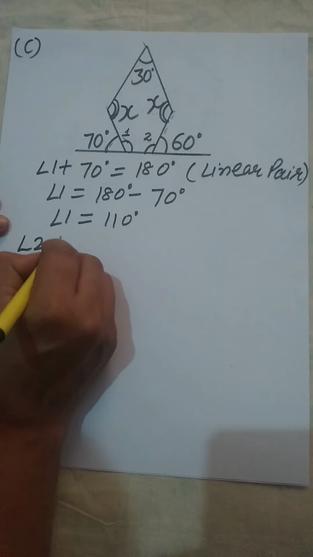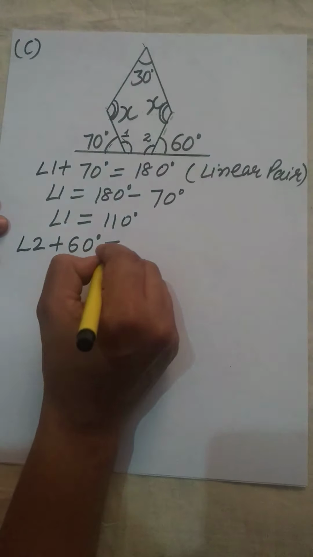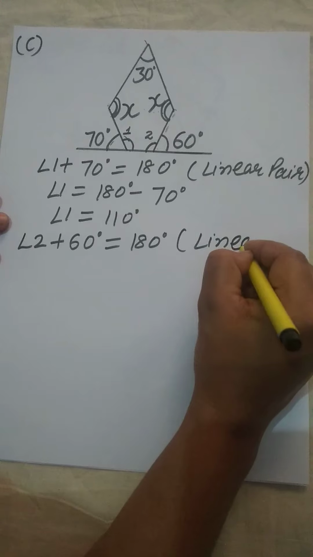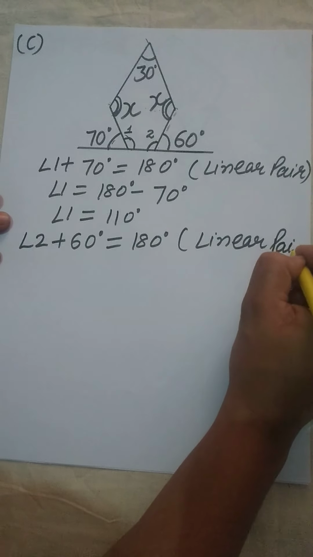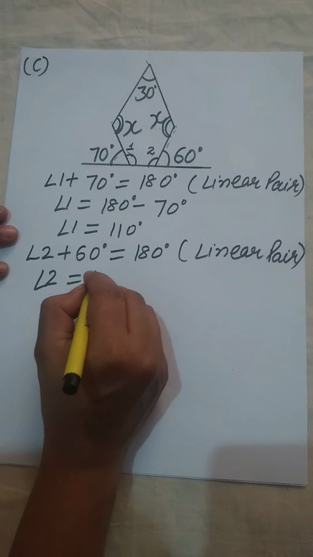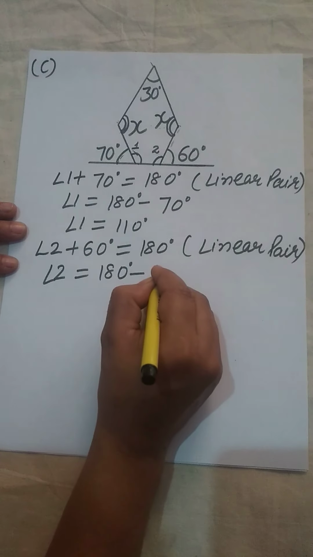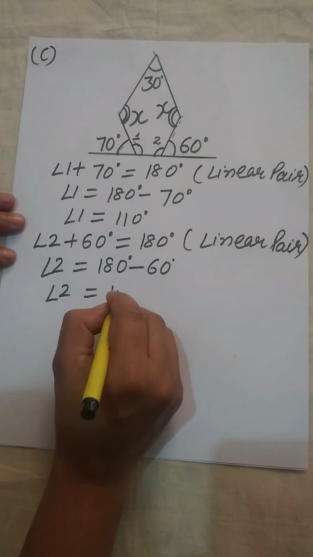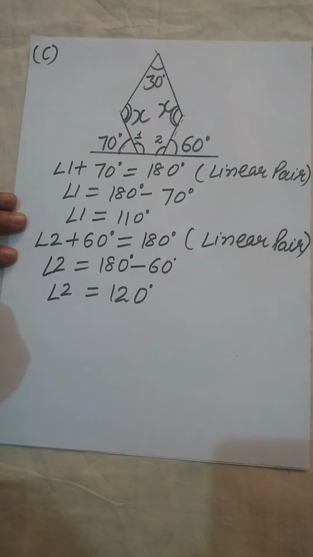Angle 2 plus 60 degree is equal to 180 degree. Again, this is a linear pair. So we can say that angle 2 is equal to 180 degree minus 60 degree, and angle 2 is equal to 120 degree.